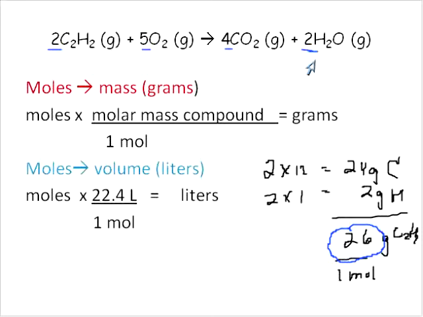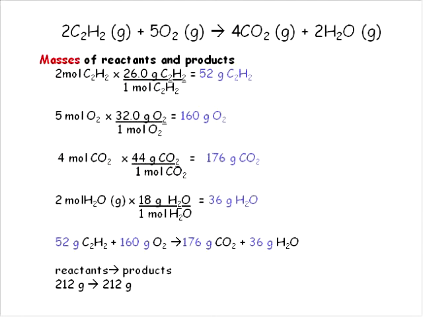So we'll look at an example. In this example, we're looking at the masses. Mass is grams. We consider 2 moles of C2H2, and we want to know how many grams, so we convert moles to grams. We determined the molar mass is 26 grams of C2H2 for 1 mole, and we multiply by 2 because we're interested in 2 moles, so the moles cancel out. So 2 times 26 would be 52 grams of C2H2.